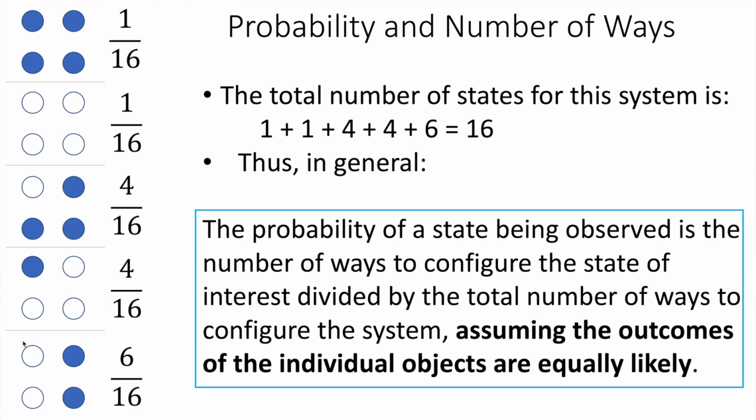Now, the important thing to acknowledge about this system here is that the blue state and the white state for any individual coin are equally likely. So this way of calculating probabilities will work as long as the individual systems are equally likely to be blue or white. And in the case of a fair coin, yeah, that's true. 50% heads, 50% tails. Now, what if we had an unfair coin?